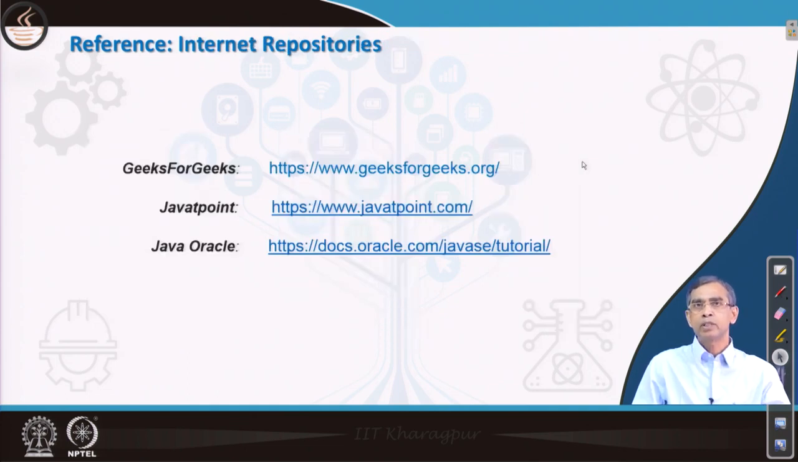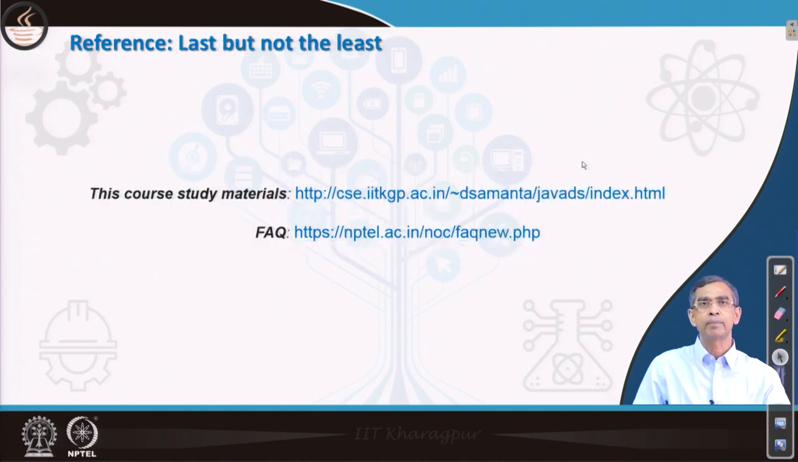Now there are many resource materials available on the net. Here, for example, I have given 3 links. One is Geeks for Geeks, Java T Point, and the Java Oracle website, which is the official website for Java programming, where you can get everything in detail.